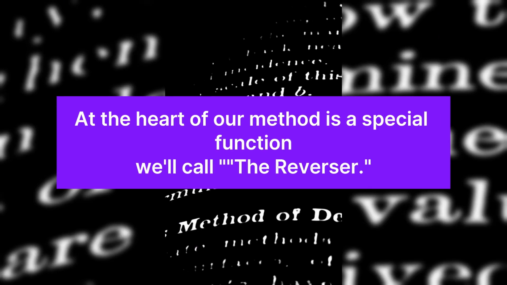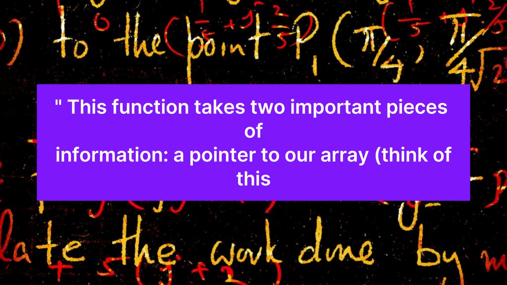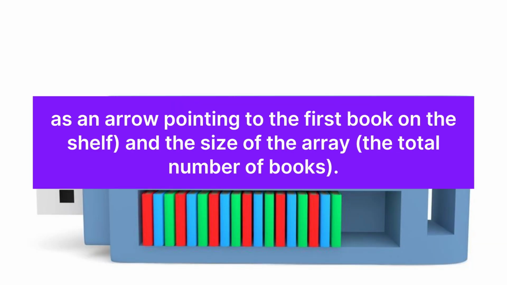At the heart of our method is a special function we'll call the reverser. This function takes two important pieces of information, a pointer to our array. Think of this as an arrow pointing to the first book on the shelf, and the size of the array, the total number of books.